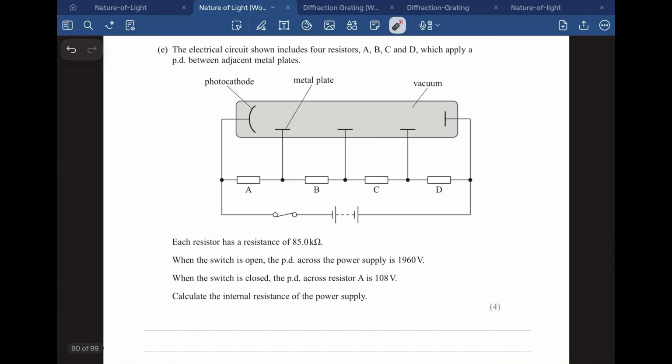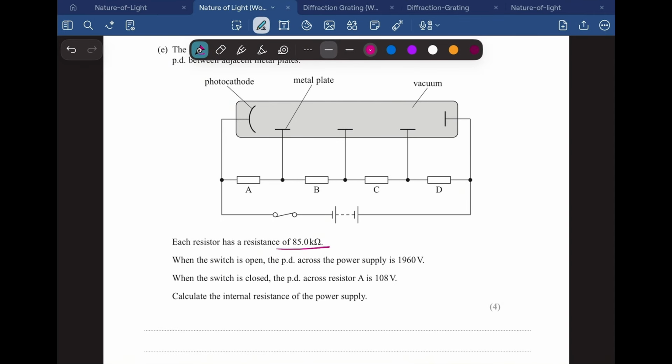Now in the next question it says the electrical circuit shown includes 4 resistors A, B, C and D, which apply a PD between adjacent metal plates. Each resistor has a resistance of 85 kilo ohm. So all of them have the same resistance. As it is a series circuit, as all of them have the same resistance, they will get an equal share of the voltage.